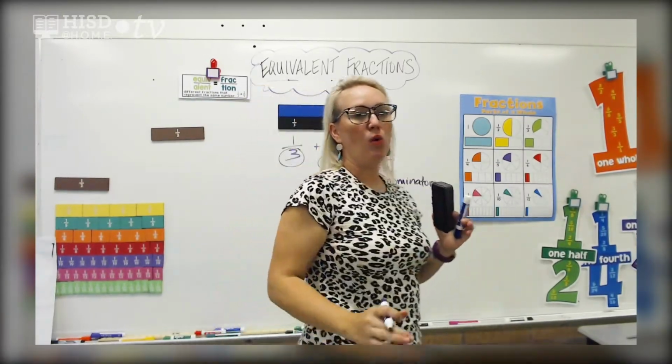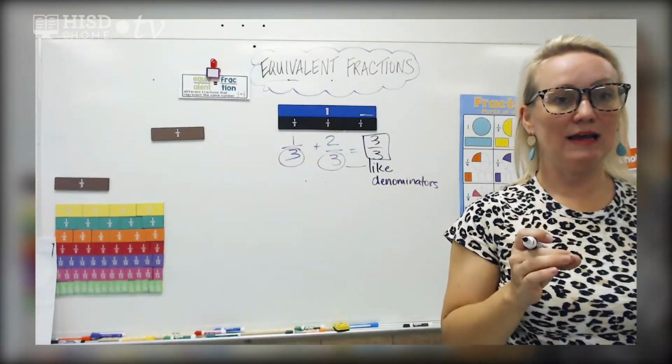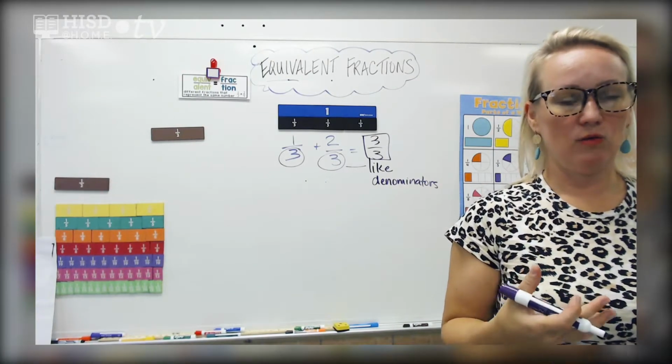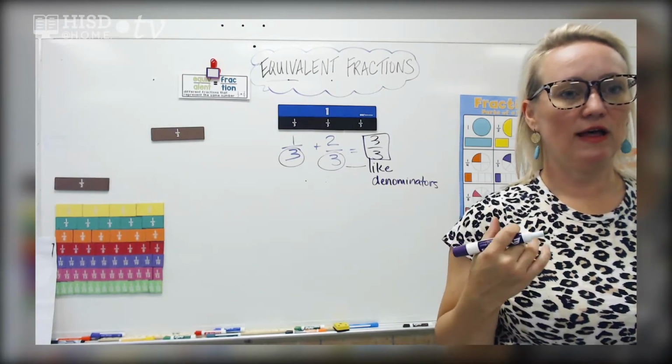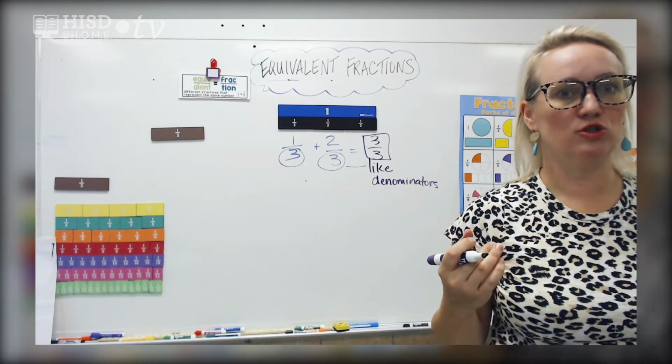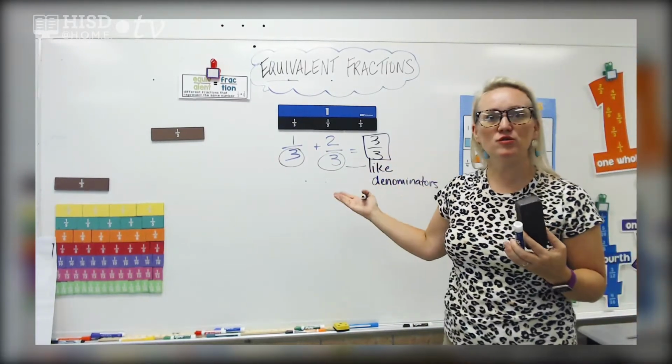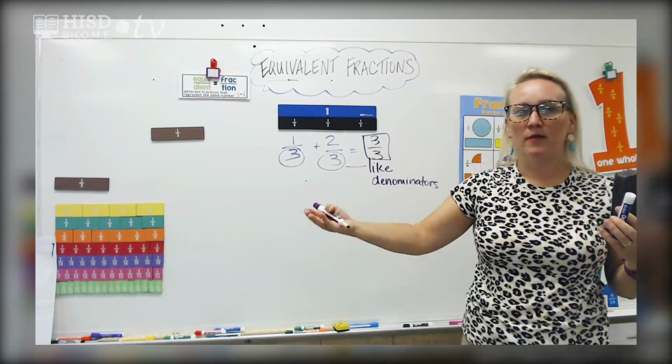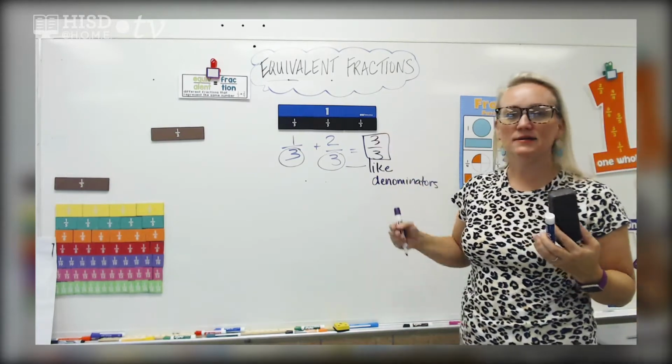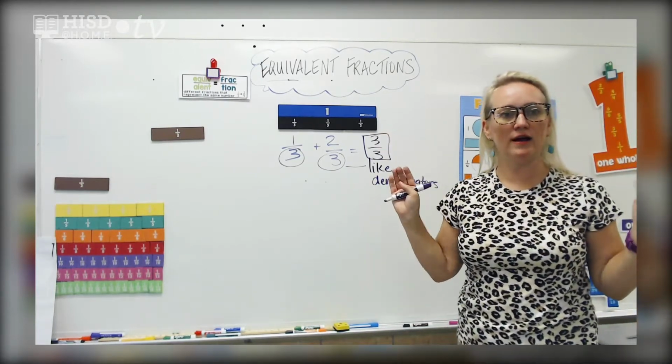Okay. When our fractions have like denominators, it is very simple to just add them together. We can do that. They're the same shape, they're the same size, everything's easy and clean. One, two, three, I have three thirds.